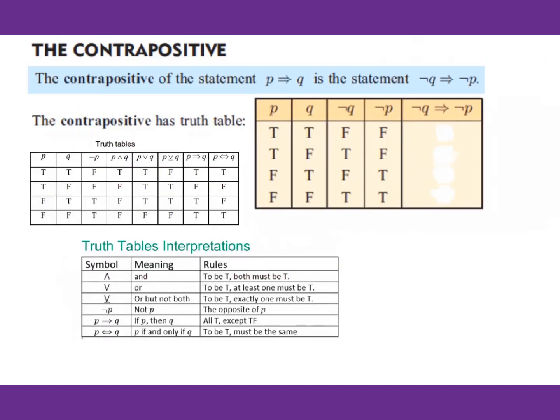Let's set up a truth table for contrapositive. For implication, all true except true false. Therefore, not Q implies not P. True, false, this is a false. Rest will be true.